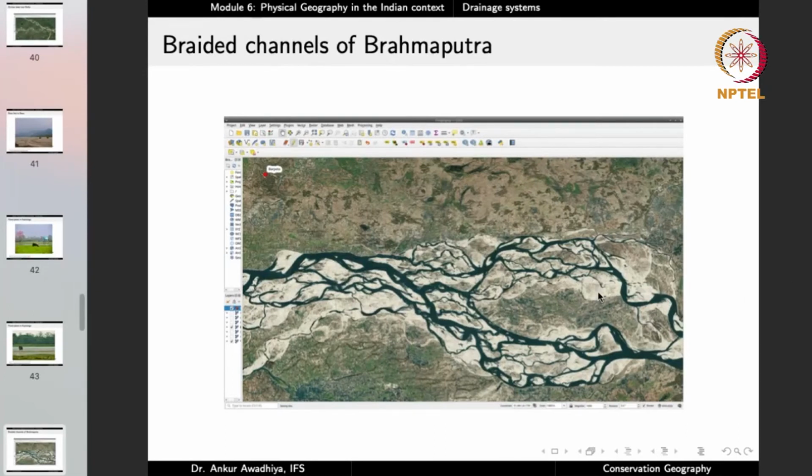This is another example of braiding. Here we have the Brahmaputra river, again an example of the Himalayan drainage, and look at the amount of braiding it has gone through. The river splits into a large number of channels, and then all of these channels join together at some point or at different points. And you can observe that all of these areas are full of sediments, they are full of sand. And because of the large amount of deposits that these rivers are carrying, they are creating these floodplains, and they are resulting in meandering, and they are resulting in braiding.